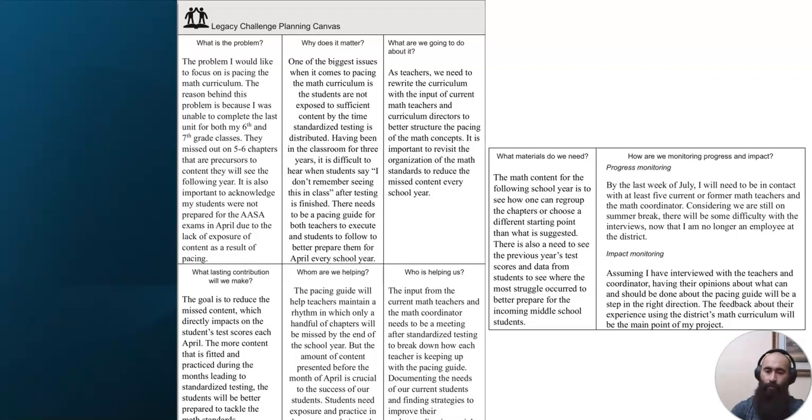So by the end of July, I want to have the perspective of at least 5 teachers and a math coordinator and have a discussion about what can be done different to the math pacing guide to better serve the teachers and the students in hopes to reduce the amount of missing content by the end of the school year. Because our job is to prepare our students for the month of April when standardized testing is assigned.